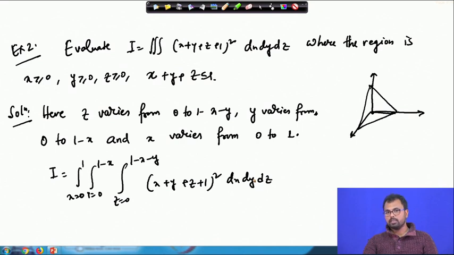We are running out of time in this lecture, so we will continue with a similar example in our next lecture, where we will evaluate this integral and calculate this triple integral.